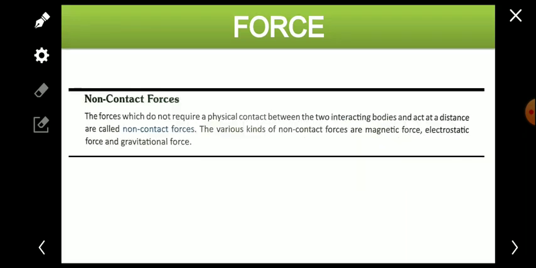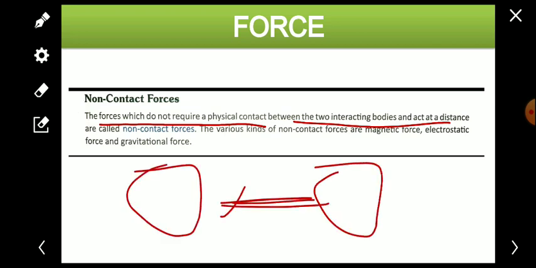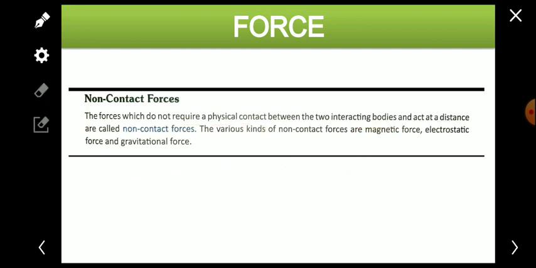Now we'll talk about non-contact forces, the forces which do not require physical contact between the two interacting bodies. Suppose two bodies are far away and not in physical contact, and even then they apply force on each other. That type of force is known as non-contact force. Forces which do not require physical contact between two interacting bodies and act at a distance are called non-contact forces. The various kinds are magnetic force, electrostatic force, and gravitational force.